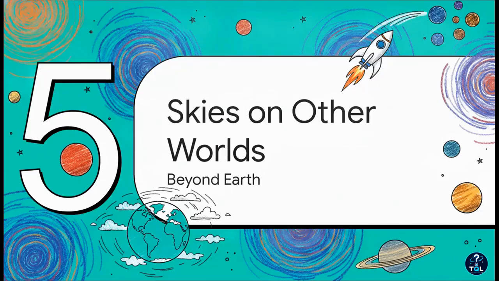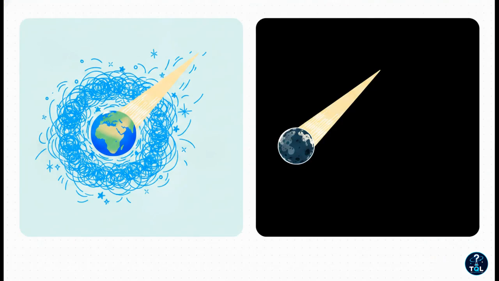Finally, let's head into Section 5, Skies on Other Worlds, Beyond Earth. Let's start with our closest celestial neighbor, the Moon. Now, as we know, Earth has this really dense atmosphere packed with nitrogen and oxygen to intercept light. But the Moon? Zero atmosphere. None. And without an atmosphere full of tiny gas molecules to intercept and scatter that incoming sunlight, there is absolutely no Rayleigh scattering at all. Because of this, the sky on the Moon is completely, permanently black, even when the sun is shining directly on you.